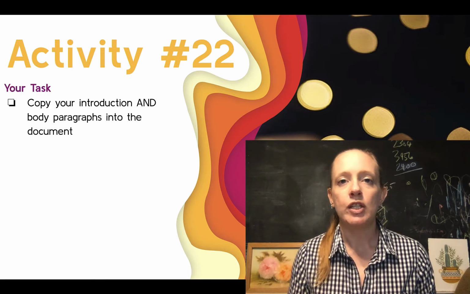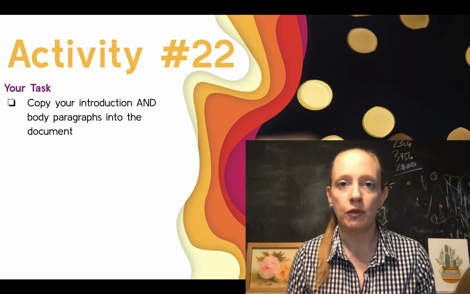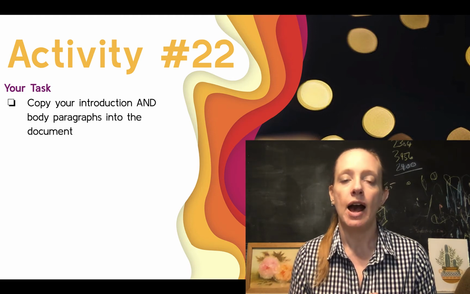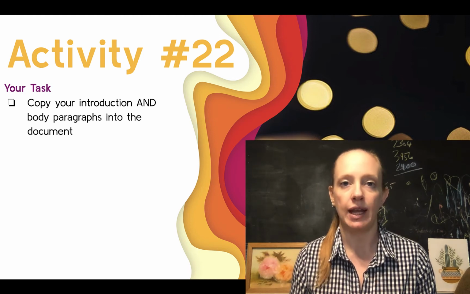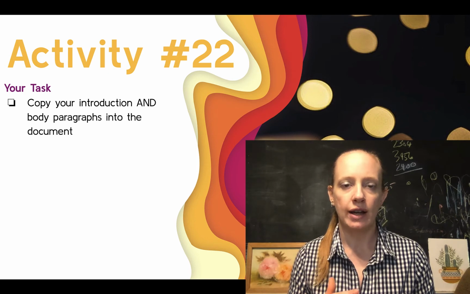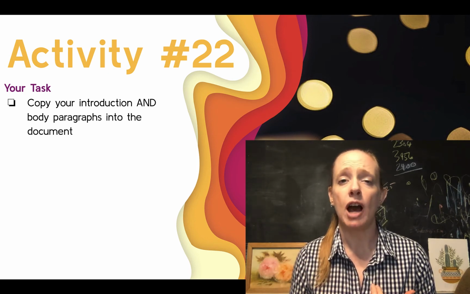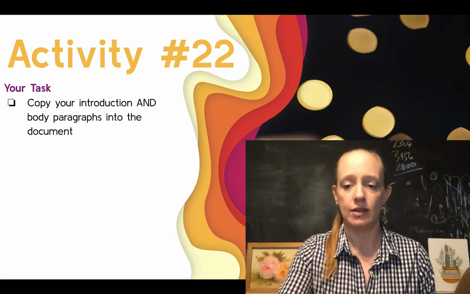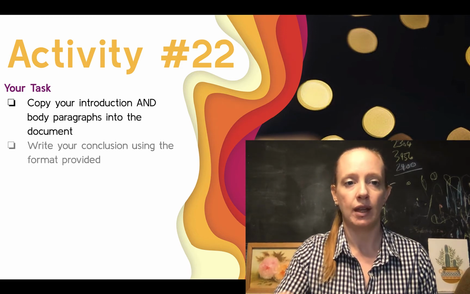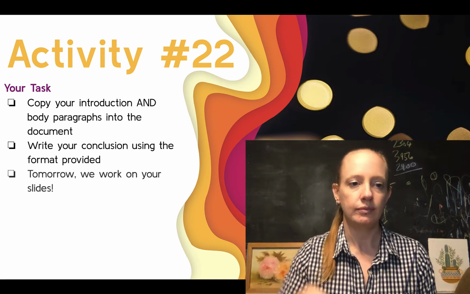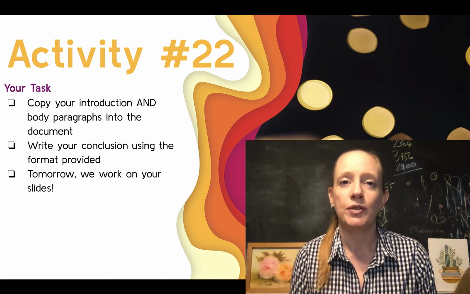So in Activity 22, the first thing you need to do before you start writing is go back and copy your introduction and your body paragraphs into this document. I want the whole thing in one place. So you have your introduction in Activity 20 and your body paragraphs in Activity 21. Please copy and paste them into this document in Activity 22. Then you're going to write your conclusion using the format provided. And tomorrow, we're going to build your slides.